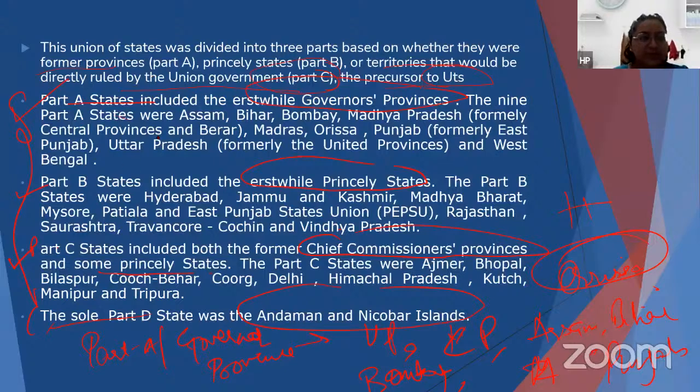So now look over here, I have the classification. You have to just keep in mind which thing was under which. First part contains former provinces, second contains princely states, and C contains territory that would be ruled directly by the Union government. Under Part A we have Assam, Bihar, Bombay, Madhya Pradesh, Madras, Orissa, Punjab, UP, and West Bengal.